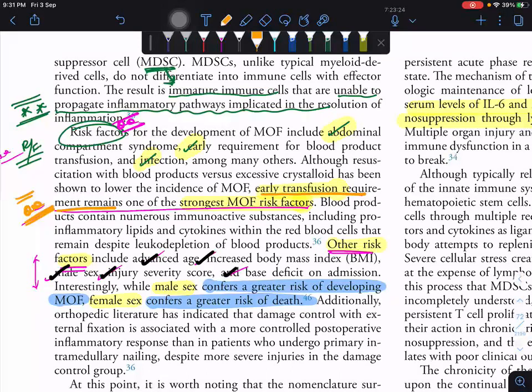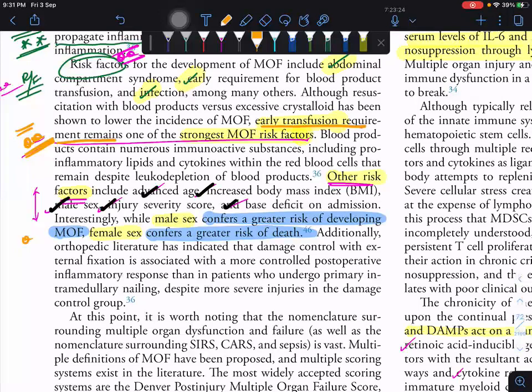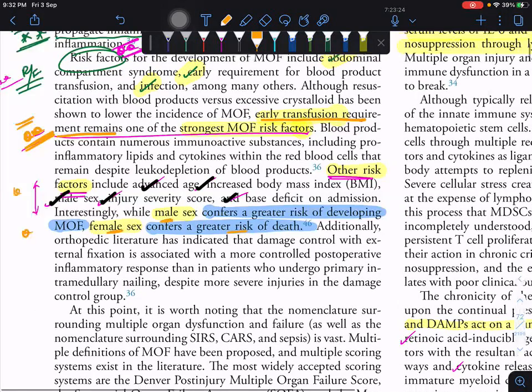Just remember this one MCQ. And another MCQ: male sex confers a greater risk of developing MOF, and female sex confers a greater risk of death. So males have more risk of developing MOF, but females have more risk of death. Remember, everything is an MCQ. Very important area, MOF.